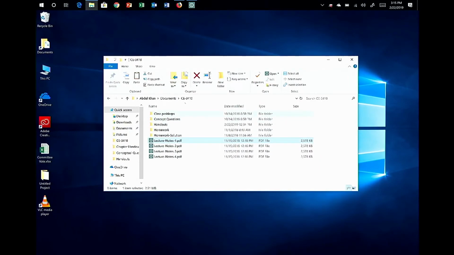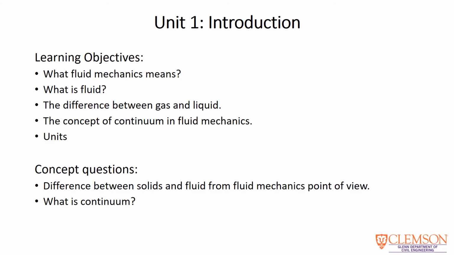I hope you have printed and you have in front of you the concept questions from unit number 1, and it also gives you a good outline on what you are expected to learn. So basic things that you need to learn is what fluid mechanics means, what is fluid, difference between gas and liquid, and the key thing is the concept of continuum in fluid mechanics.